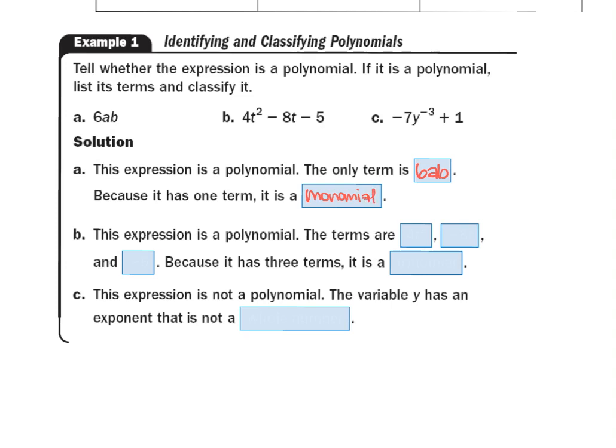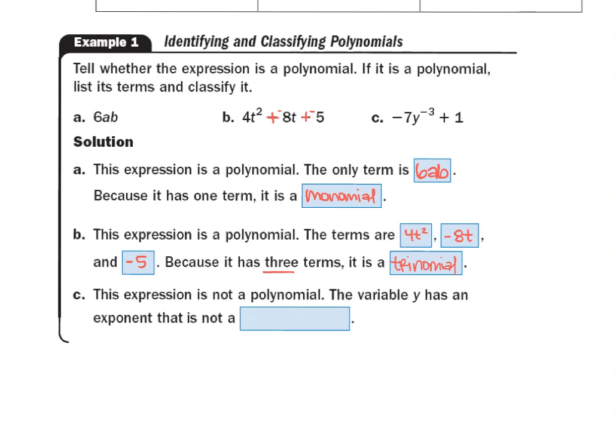All right, let's go on to B. B is 4t to the second power minus 8t minus 5. Well, this expression is also a polynomial. Now, at first, you might be thinking, well, a polynomial has to be a sum. It has to be addition. Well, remember, whenever we have subtraction, we can always change it to addition. This one has 3 terms. They are 4t squared, -8t, don't forget that negative sign. It would be wrong if you don't have it, and -5. Because it has 3 terms, we can call it a trinomial.